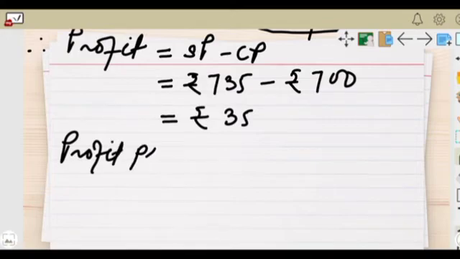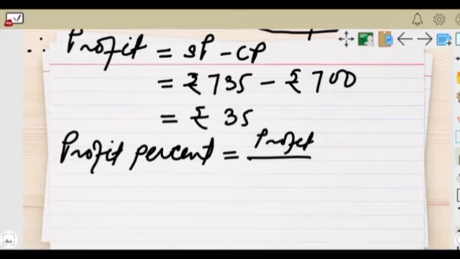Profit percent. You can write it in words or in the form of a symbol, nothing wrong. What is the formula for profit percent? Profit divided by CP, cost price, into 100. So you're sure to get it in percent.